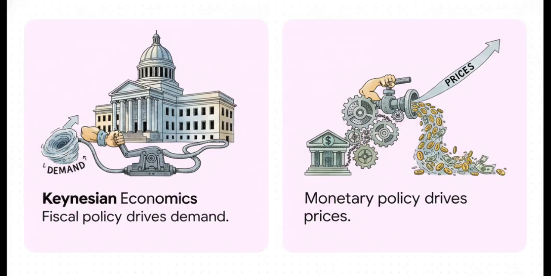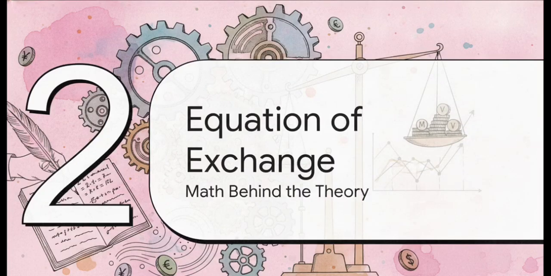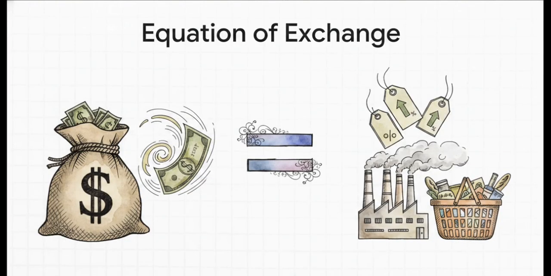They argued that fiscal policy was largely ineffective and that monetary policy, specifically how fast the money supply grows or shrinks, was the real potent driver of the economy. That brings us to Section 2, the equation of exchange, or the math behind the theory. Now, Friedman didn't just rely on abstract philosophy. He actually revived an older theory from the economist Irving Fisher to prove his point mathematically.